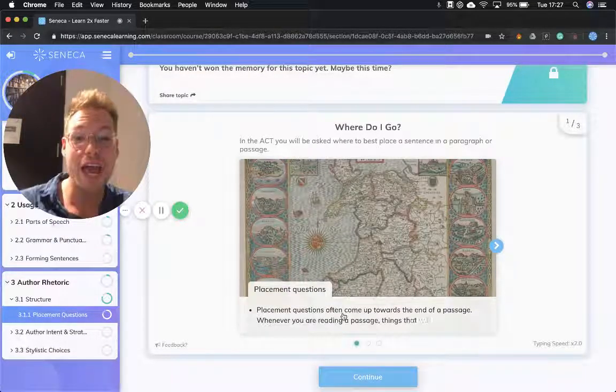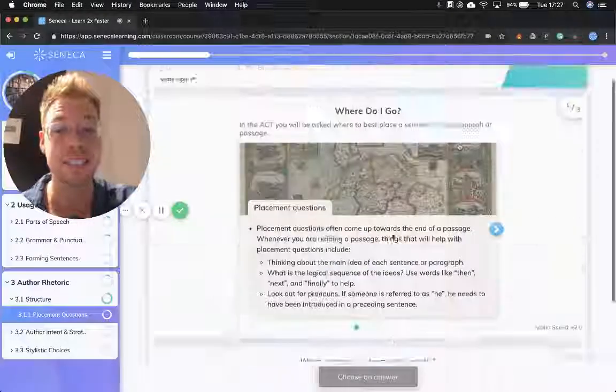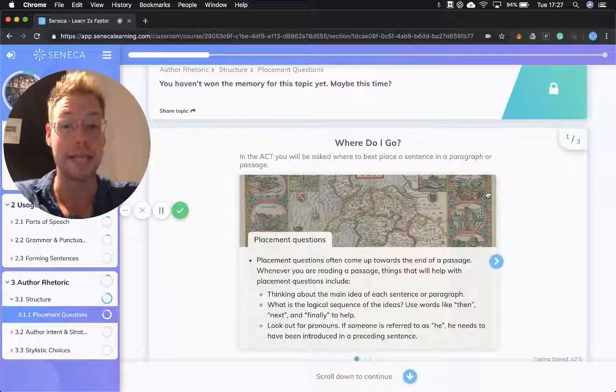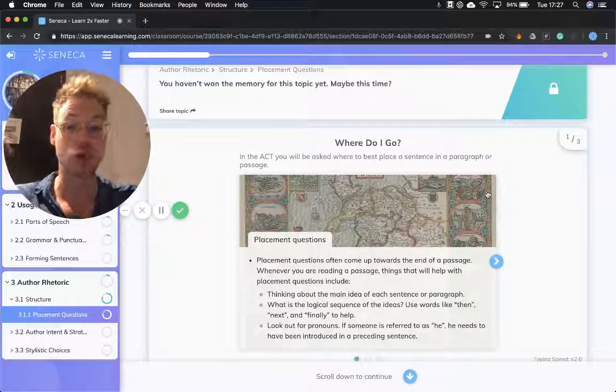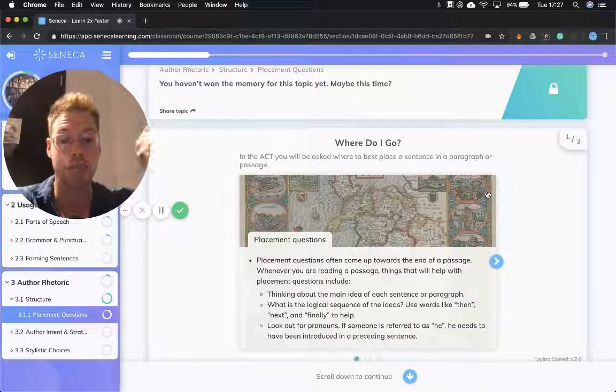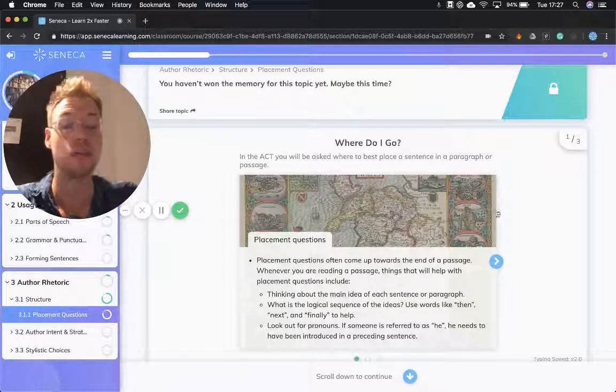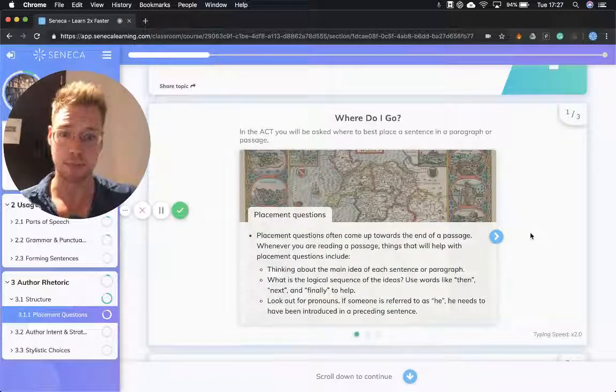So, where do I go? In the ACT, you're going to be asked to place a sentence in a paragraph or a passage, okay? And placement questions often come up towards the end of a passage. And there are a few tips that can help you with placement questions.